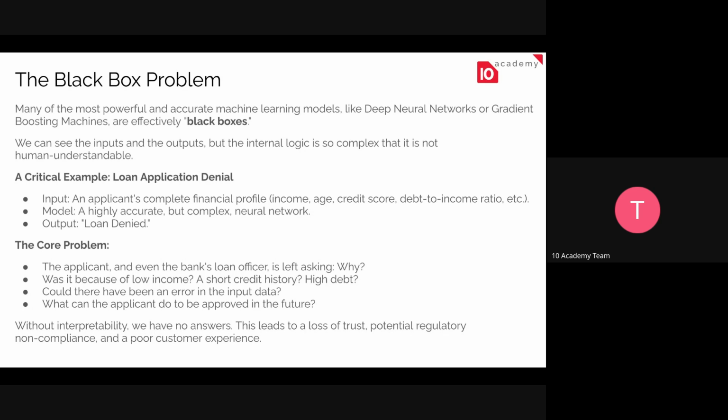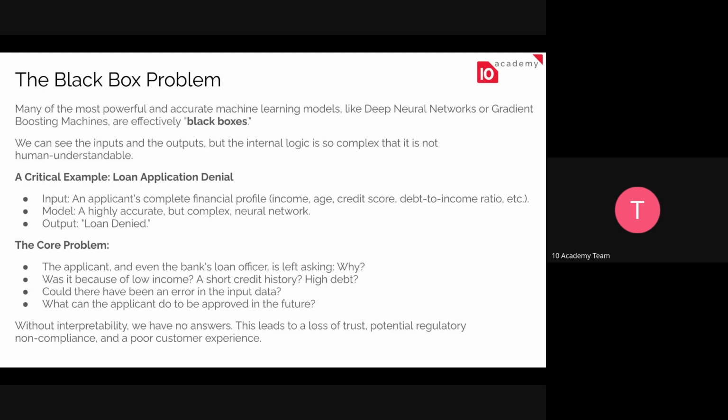So of course we have the decision tree, which we can consider the white box, and of course logistic regression. Also, we can call it a white box. But what do we mean by black box and white box? So black box represents we can see the input and we can see the output, but we cannot see the internal logic that is so complex that it is not human understandable.